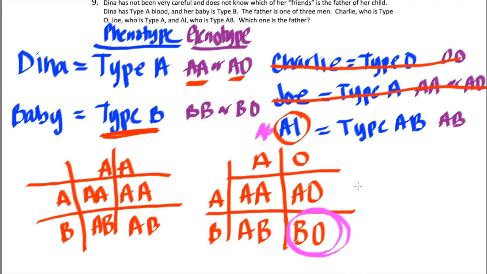And to take this a step further, this question could have very well asked, what's Deanna's genotype? What's the baby's genotype?